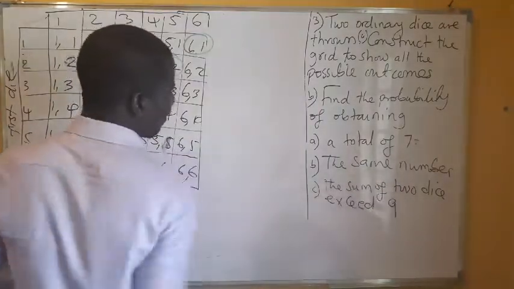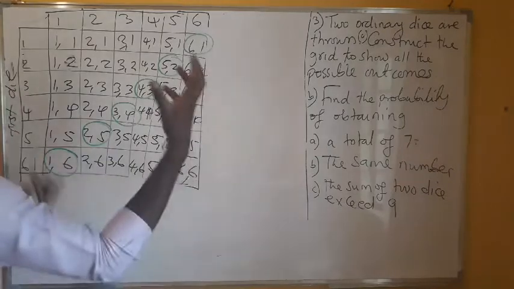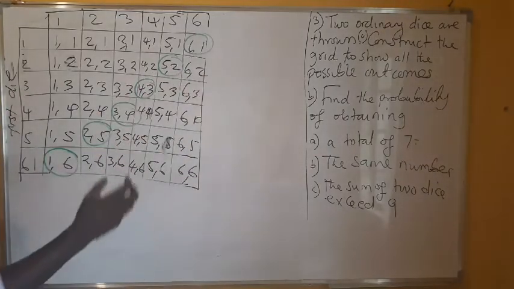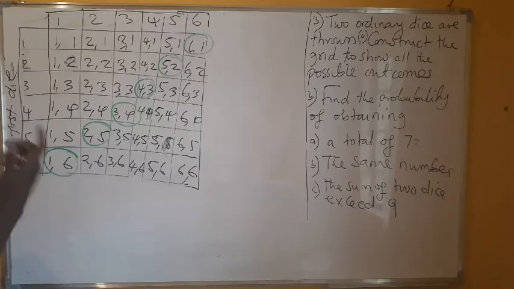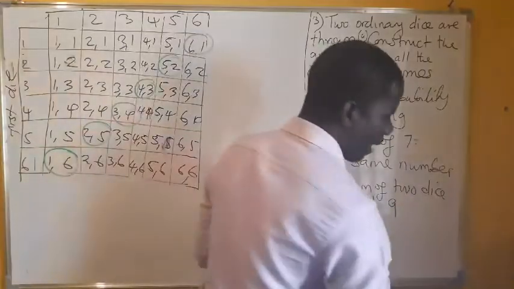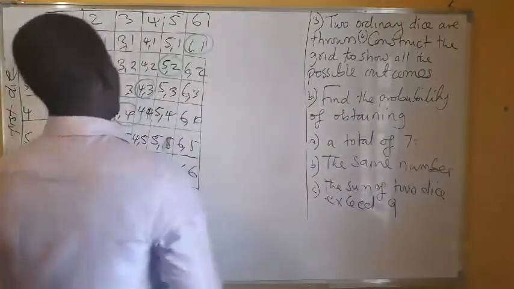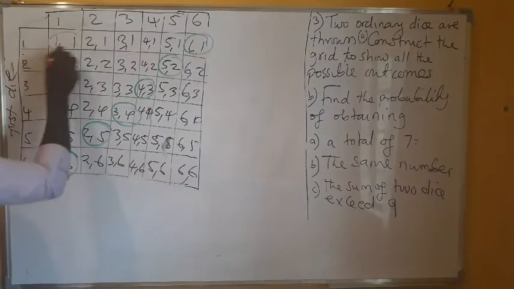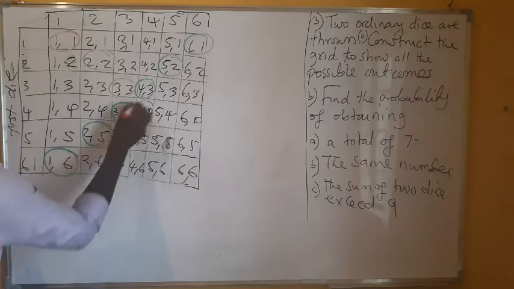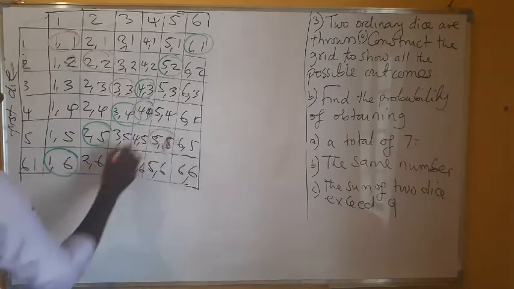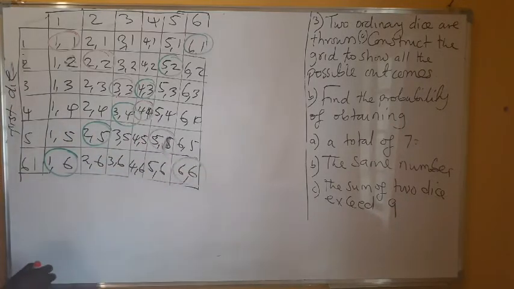Then the same number. What is the probability of getting the same number on both dice? Here we have 1 and 1. That's what we're talking about. What is the probability that you're going to obtain the same number? If you've got 2 here, here we have got the same number. Here we've got the same number. This one gives us the same number.